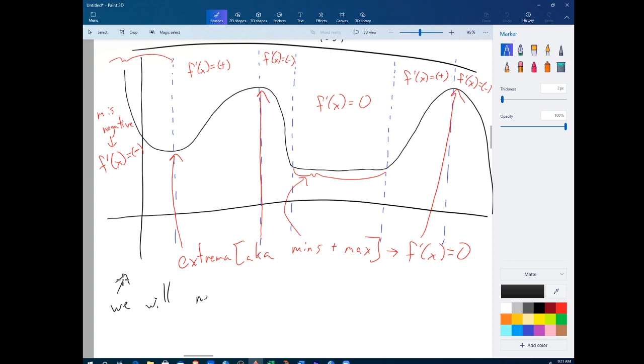We will need to keep our information organized as we analyze the function, because we remember we're going to be starting with equations and trying to find the graphs.